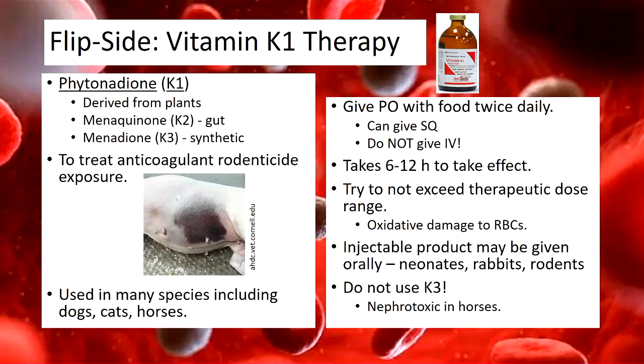Good things, you can give it with food. It does take about 6 to 12 hours to take effect, so if your patient's bleeding, you'll give it, you'll cross your fingers, and hopefully give some clotting factors or something like that if plasma is available. You want to try to keep it within the dose range because it actually can oxidize red cells. You can give the injectable product orally. This works great for little things that need it, like puppies.